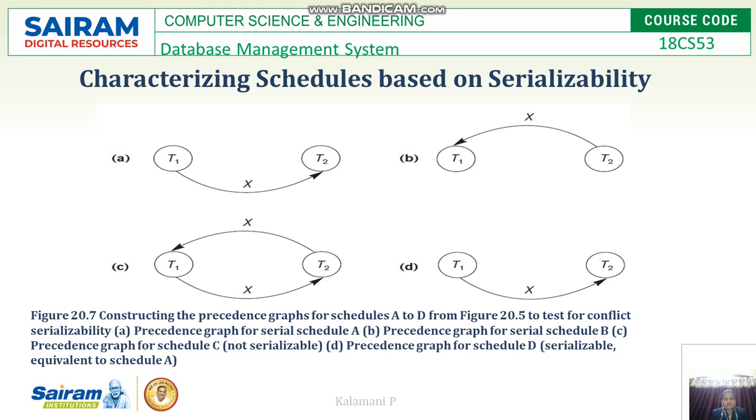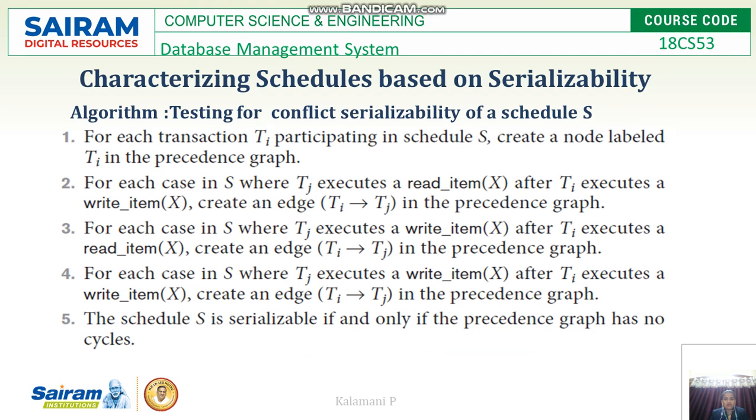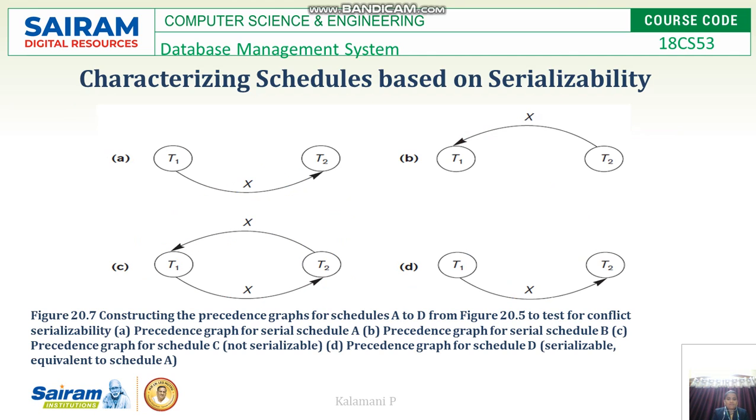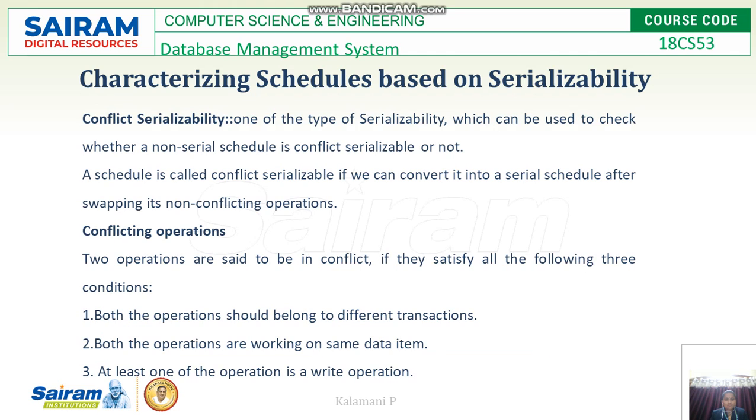If the precedence graph has a cycle, that is not a serializable schedule. Okay, so that is called a non-serializable schedule. Suppose we take C: there is T1 to T2, then T2 to T1 and so on. So there is a cycle over here, so schedule C is not a serializable schedule. So if the precedence graph has no cycle, it indicates a serializable schedule. If there is a cycle, it is called a non-serializable schedule.